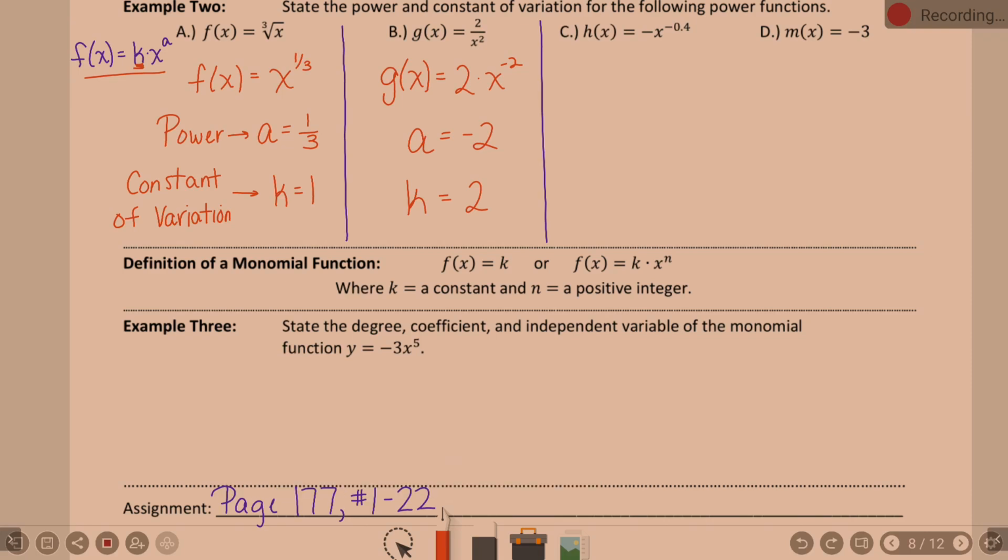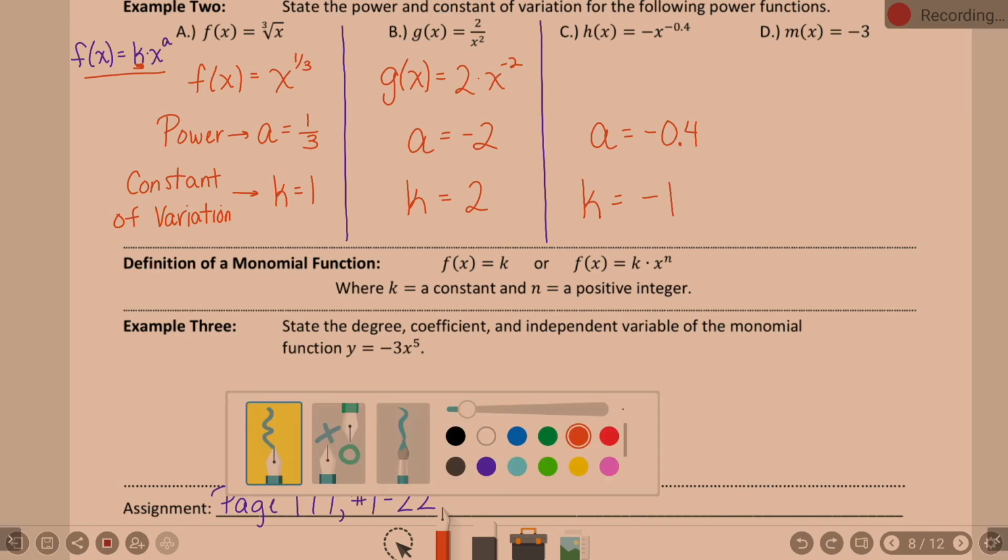Okay? Thoughts on C? h of x equals -x to the -4/10. Ours is just negative 4/10. Okay? Is it already in the right form? Yeah. It's already k times x to some power a. So there's no rewrite necessary. a is the power of -4/10. k is the -1 out front.